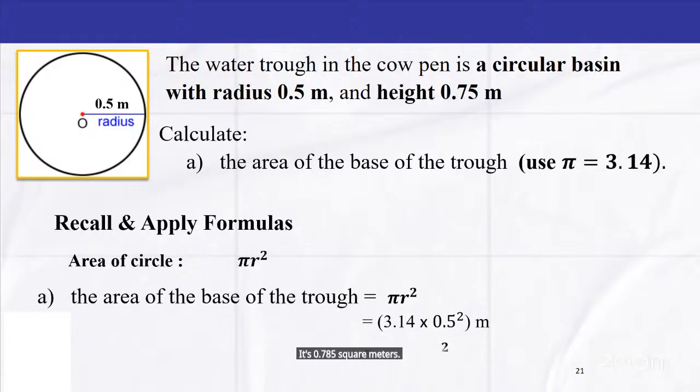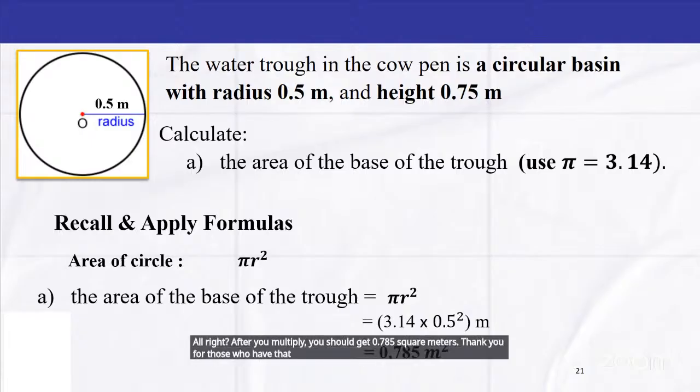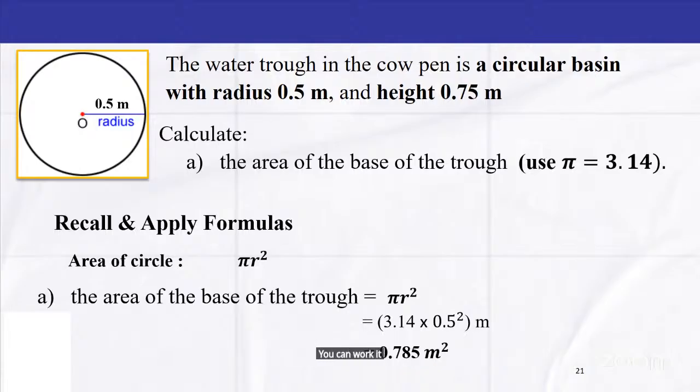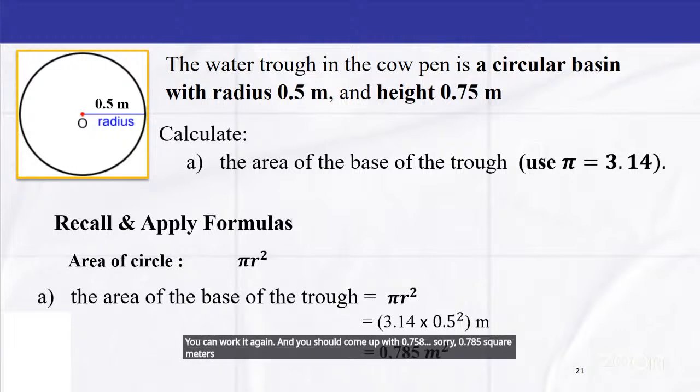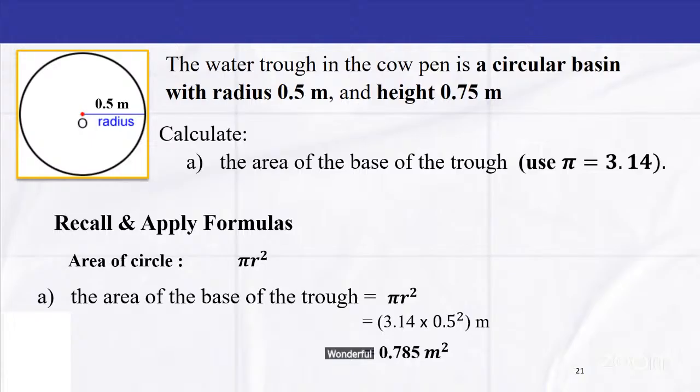All right. After you multiply, you should get 0.785 square meters. Thank you for those who have that as their final answer. If you didn't get it, you can work it again, and you should come up with 0.785 square meters. Wonderful. So we have answered the first part of the question. So now let's move on to part B.